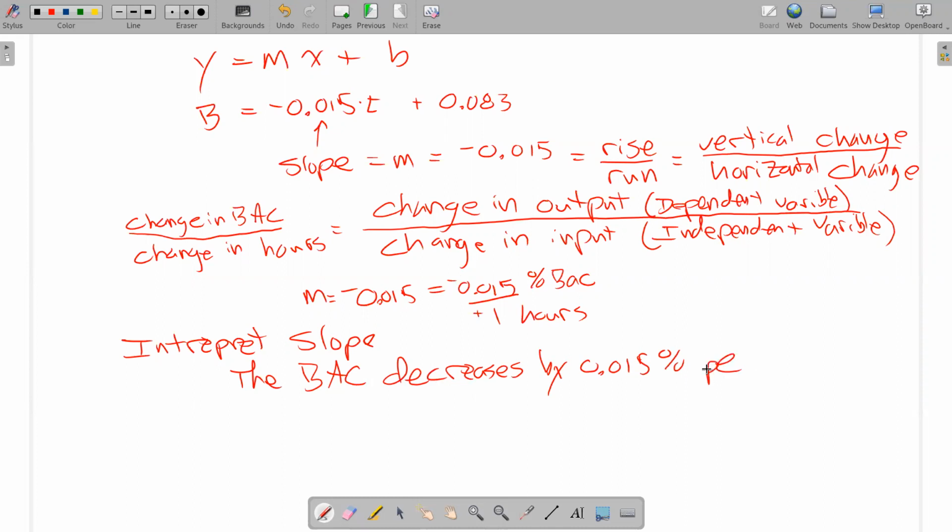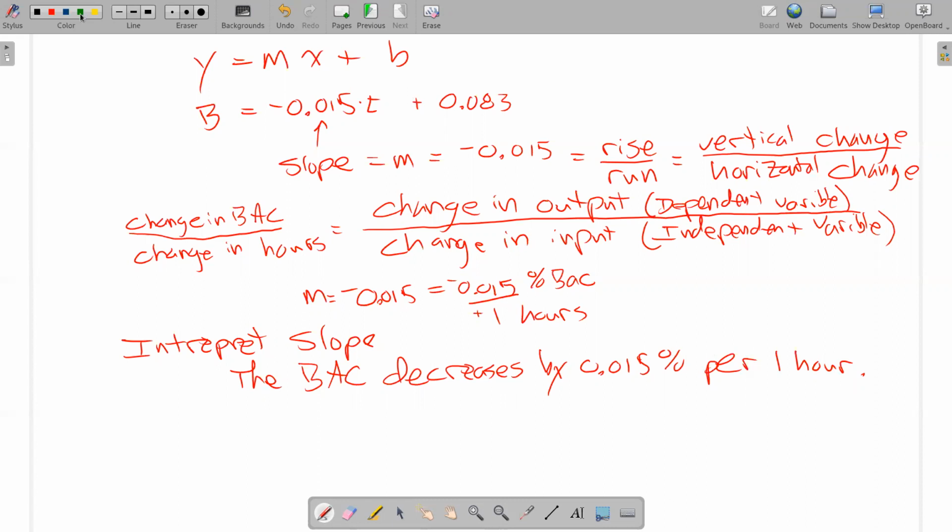Each hour, or per hour. Be a little more specific to deal with the 1. All right, so that's an interpretation of the slope. And remember, per means divide. Sometimes we use each instead. I like the word per better than each. So that'd be the interpretation of the slope.